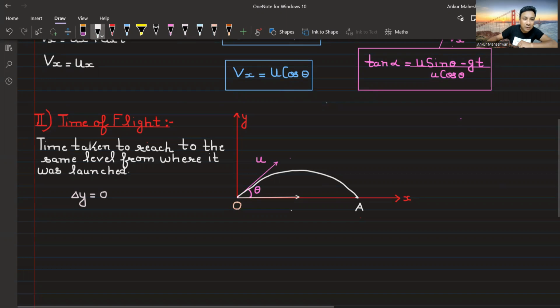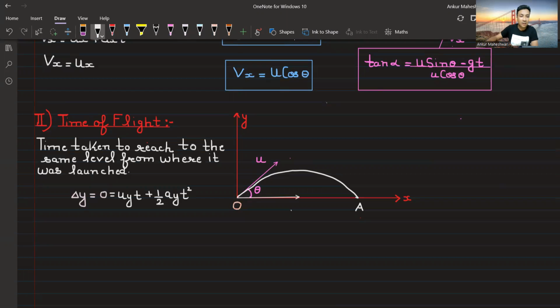Okay, so apply the second equation of motion along the y-axis, that is uy t plus half ay t square. So 0 equals uy, which can be written as u sine theta, and small t can be written as capital T, which I need to find.